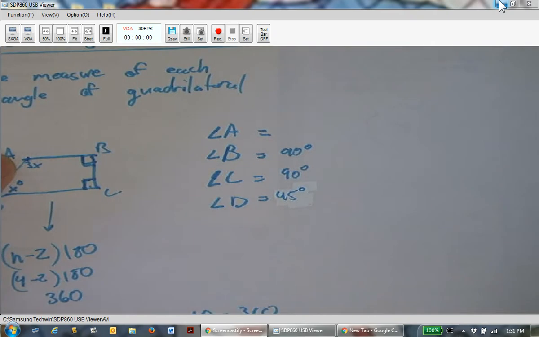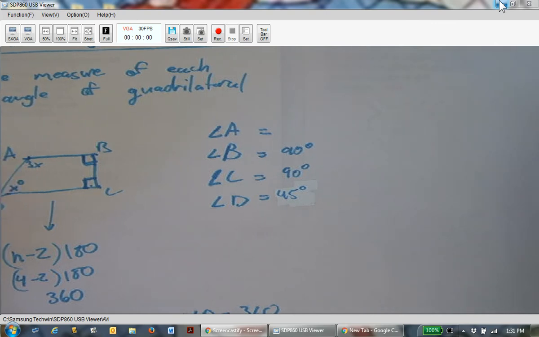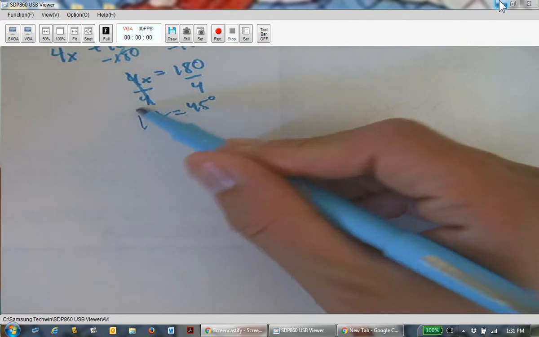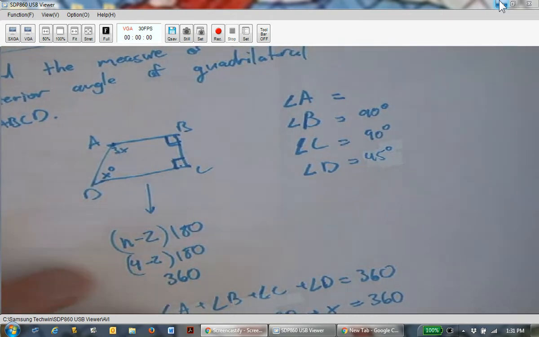But what are we going to do with A? It's not exactly straightforward. A is 3x. So how do we find the measure of angle A? Could you use 45 and then multiply by 3?